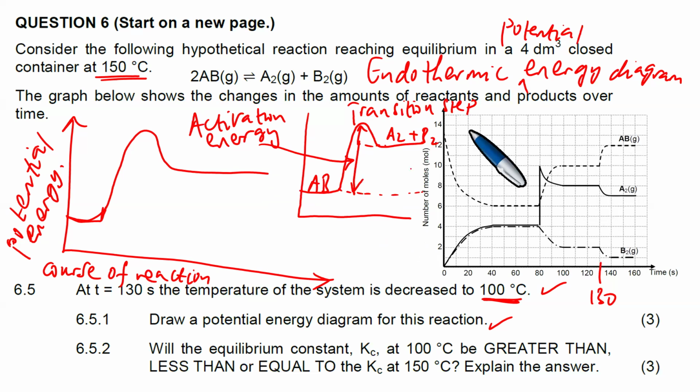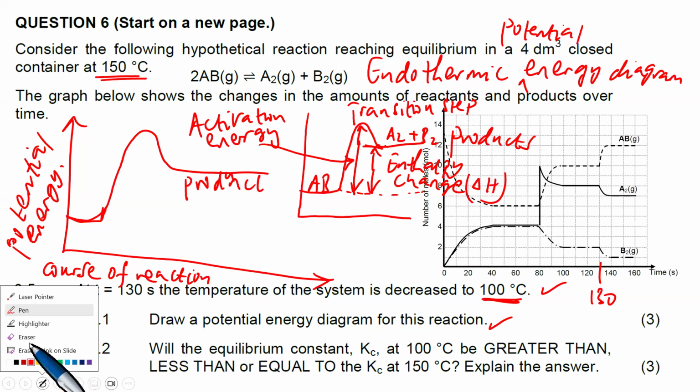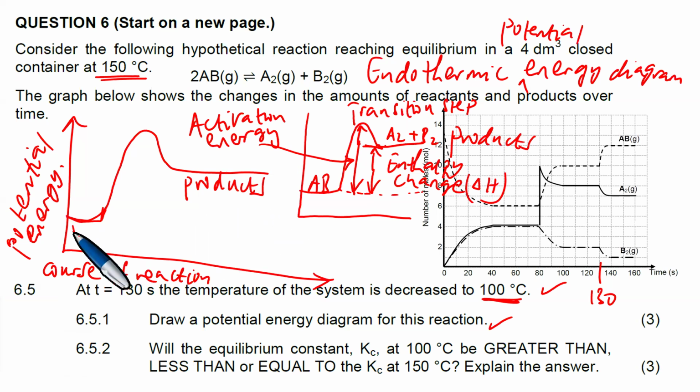So this is the endothermic potential energy diagram. It's like this. Here we put the enthalpy change, which is delta H. I know this is very untidy. This would be sort of the products, and then the reactants as well. Reactants here, and then the products there.